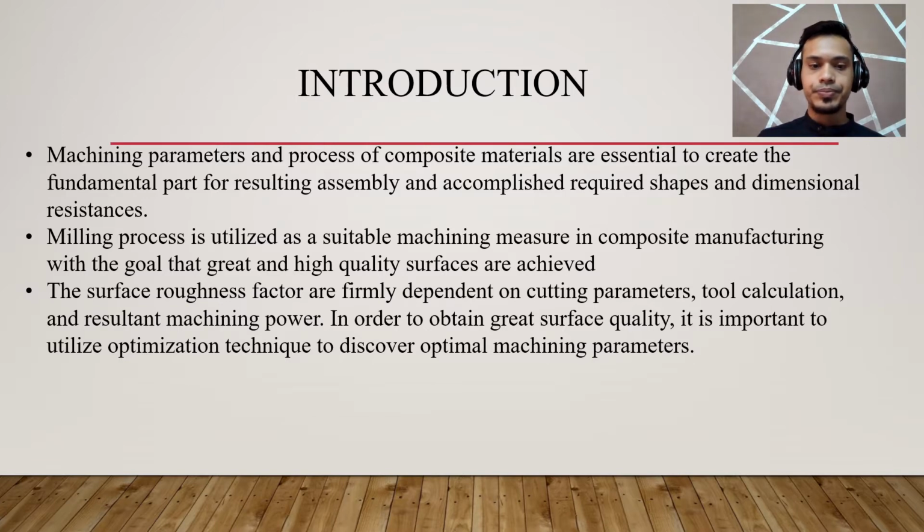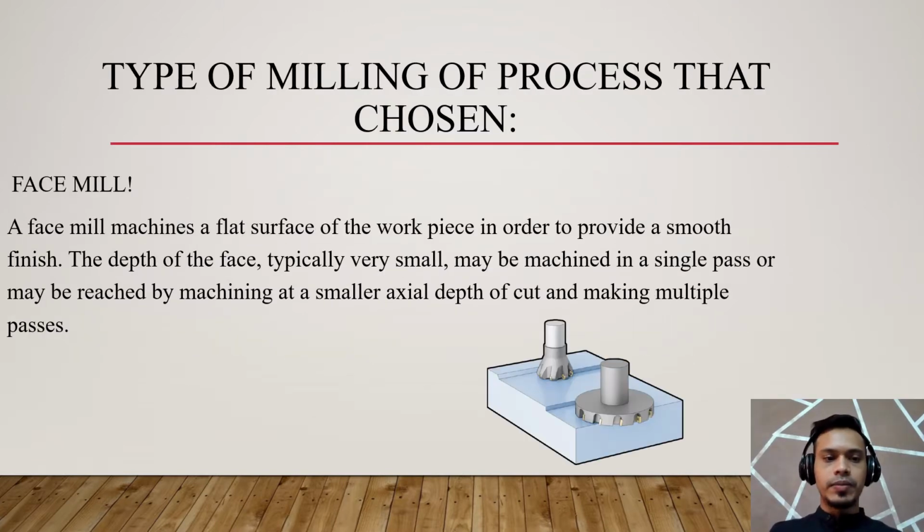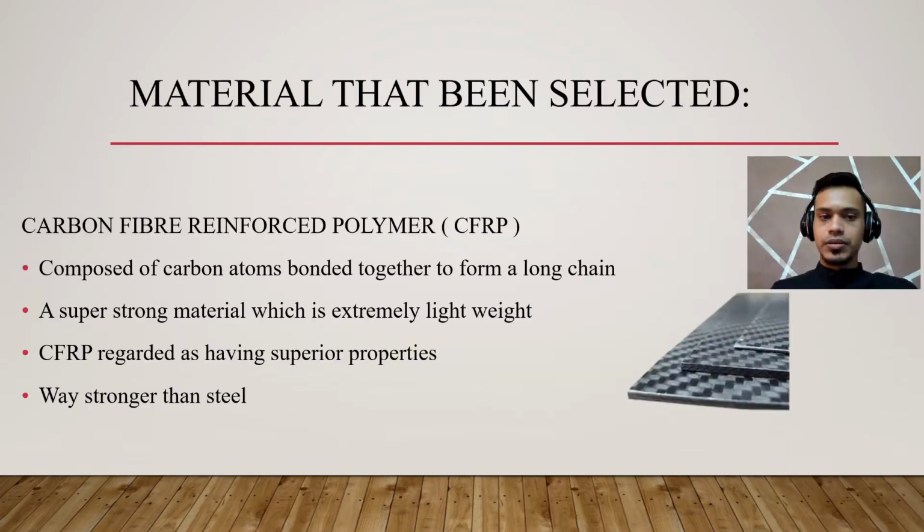of cut. Milling has a lot of types, and the one that I chose to conduct this experiment is face mill. A face mill machines a flat surface of the workpiece in order to provide a smooth finish. The depth of the face, typically very small, may be machined in a single pass or may be reached by machining at a smaller axial depth of cut and making multiple passes.